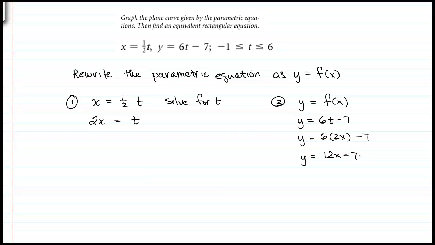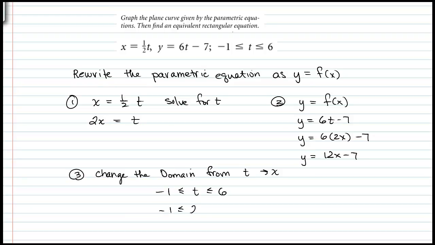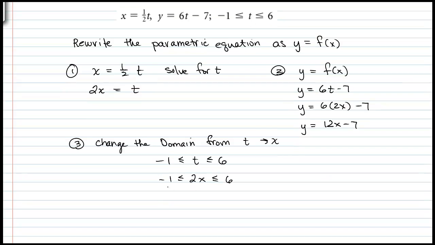If we're rewriting the function in terms of x, that means we need to rewrite the parameter domain in terms of x also. So in step number 3, we want to change the domain from t to x. Your domain for t is -1 less than or equal to t, less than or equal to 6. But now we know that t is equal to 2x. If we divide everything by 2, the domain for x would be -1/2 less than or equal to x less than or equal to 3.